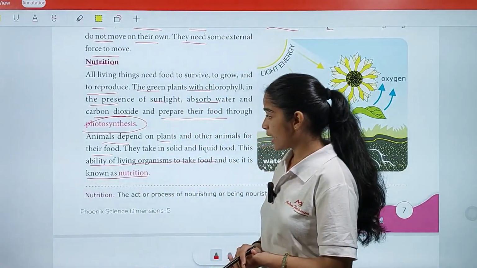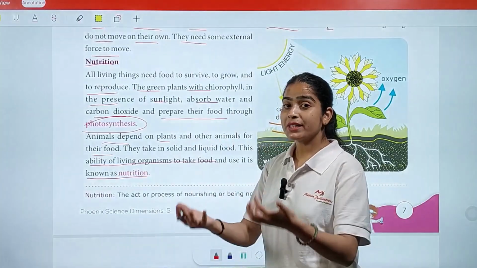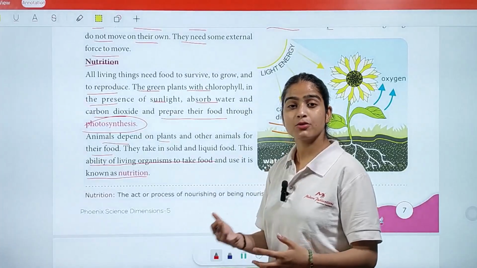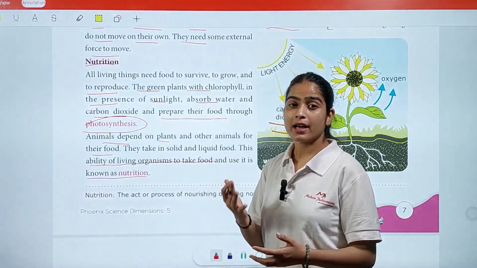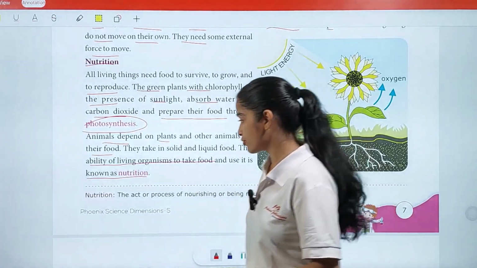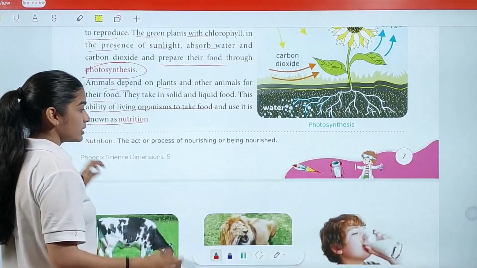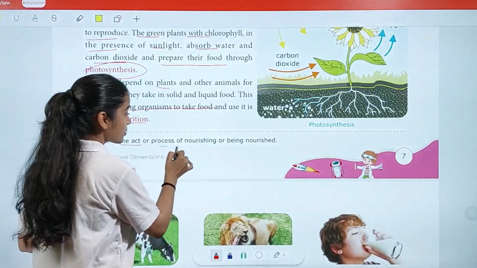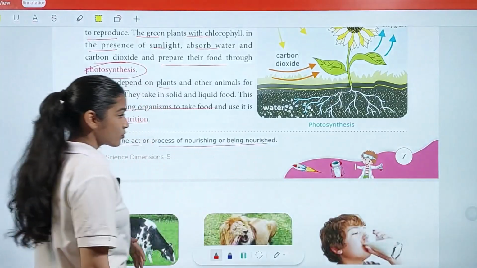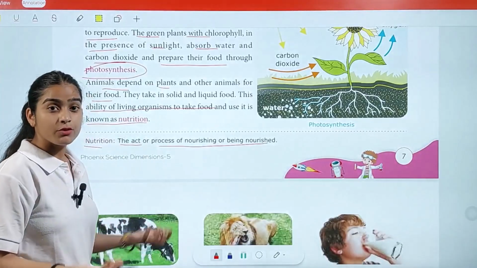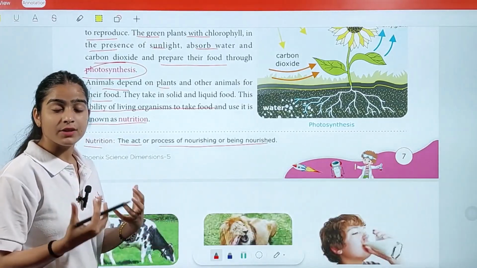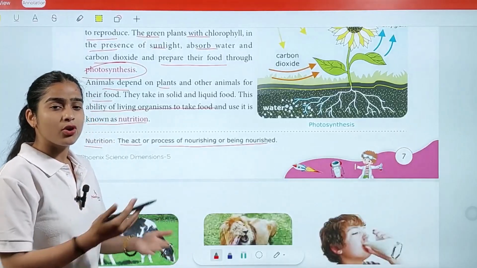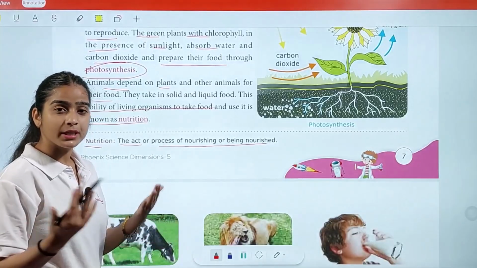So this is the cycle, and the ability of taking food inside our body is called nutrition, and using it as our energy form is also nutrition. Now, what exactly does nutrition mean? The act or process of nourishing or being nourished. So by taking food, we nourish ourselves, we give ourselves energy for movement, for growth, for reproduction, and all other activities which we have to perform in day-to-day life.